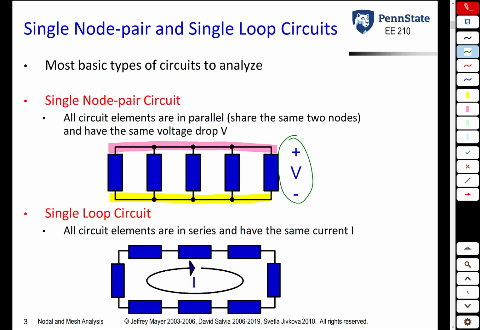In a single loop circuit, every element is in series, and so there is only a single current throughout the whole circuit.